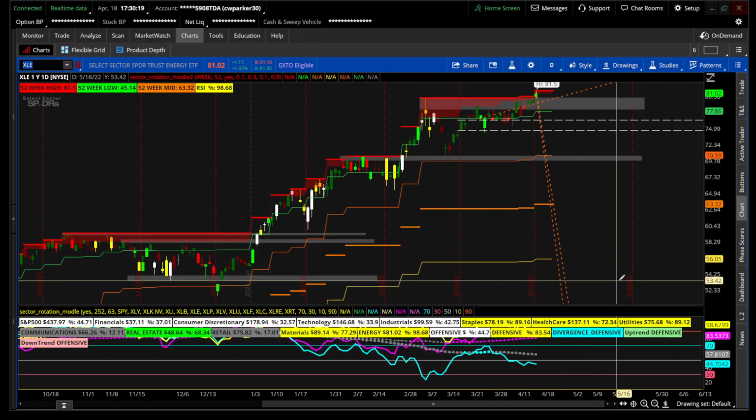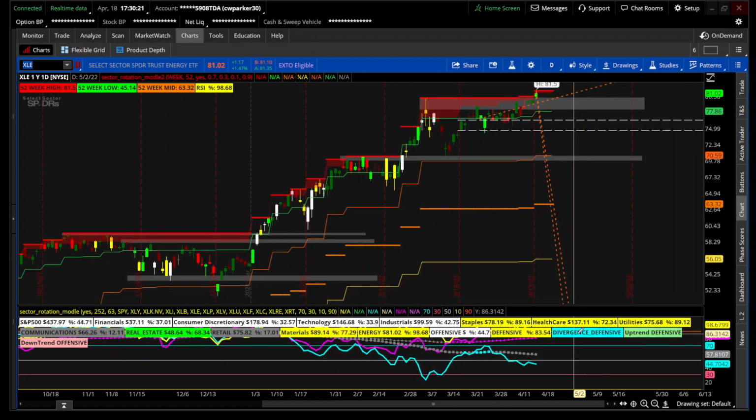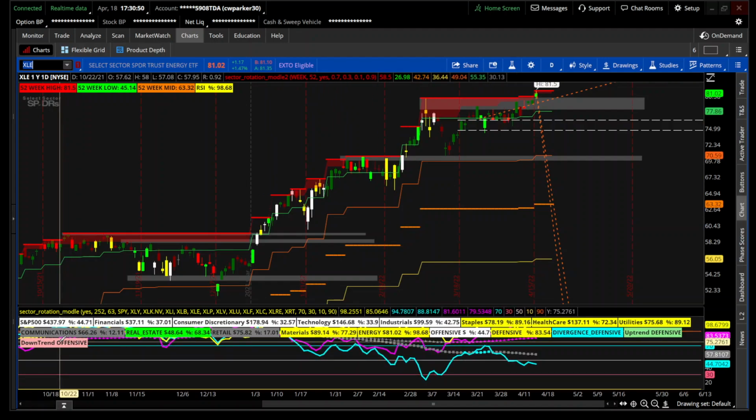Some of the other features of the indicator: it shows divergence. Anytime it says divergence defensive, it means the defensive average is increasing while the offensive average is decreasing. If it said divergence offensive, that means the offensive average is increasing while the defensive average is decreasing. Right now, the defensive stocks, or that grouping of stocks, are in an uptrend, and the offensive stocks are in a downtrend.